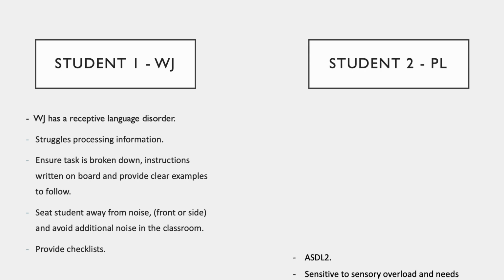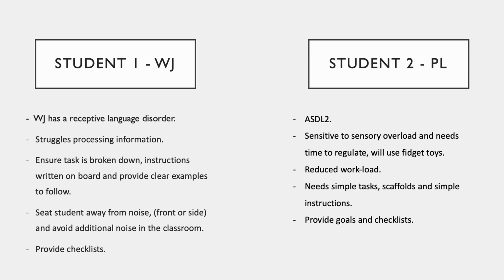Student 2, PL, has ASD level 2. They have a high sensitivity to sensory overload and need simplified instructions and scaffolds. They are working towards self-regulation techniques and use fidget toys during class time to try and stay in class. They work at a reduced workload and the teacher will speak with the student privately about their expectations for the lesson.